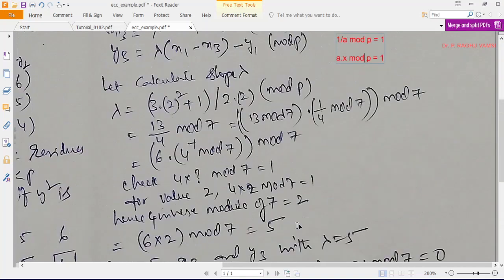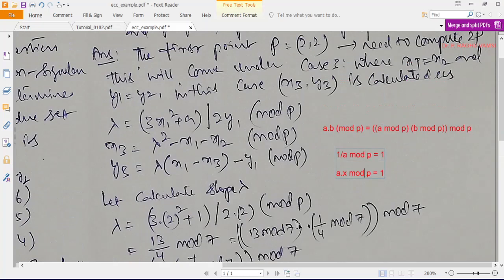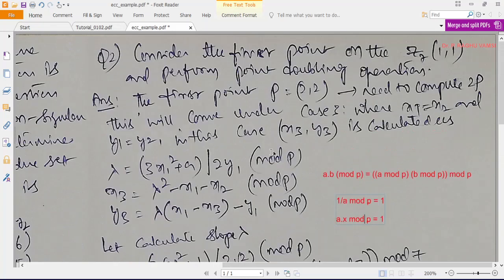So this is the way of performing point doubling. We need to check first in which case it will fall. Based upon the case, we go for solving, and all the equations given in the case should be reduced modulo the prime number of the corresponding elliptic curve. So this is the way.